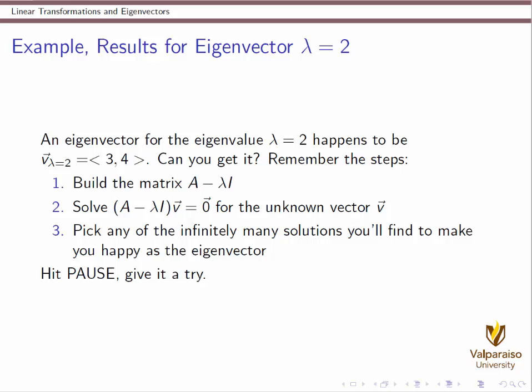Now, I'm not going to show the details because I just showed you the details for lambda equals 1. I challenge you to pause the video at this point, because you're probably tired of me now anyway. Pause this, give it a shot yourself, and make sure you can come back with the vector 3, 4.